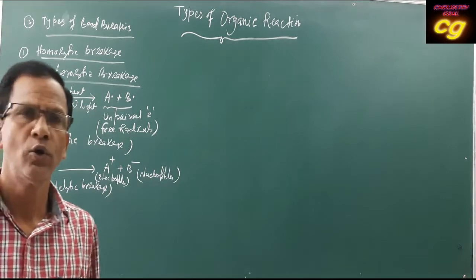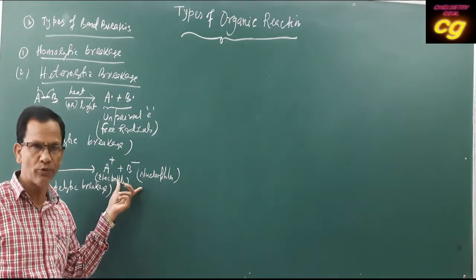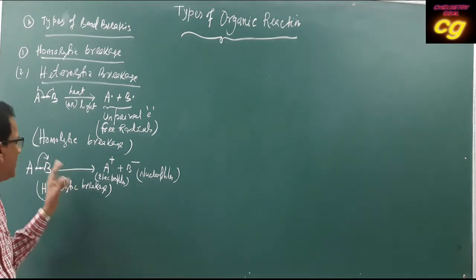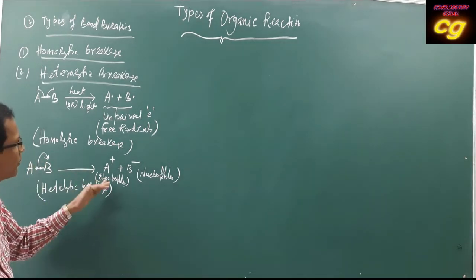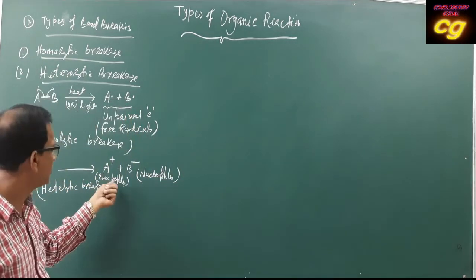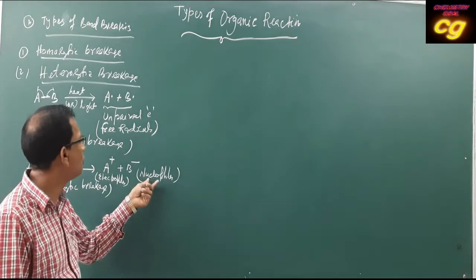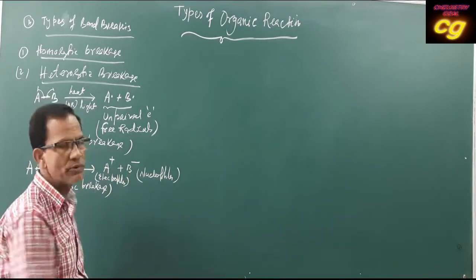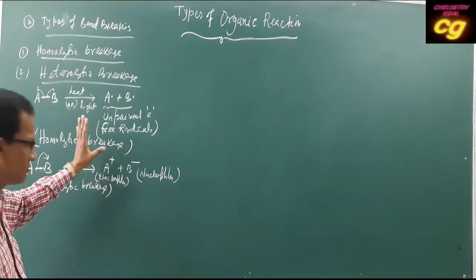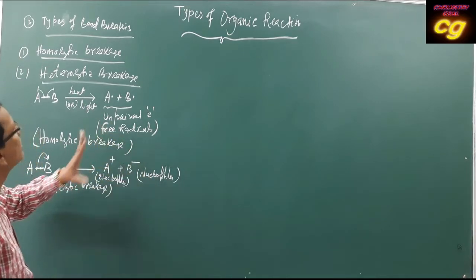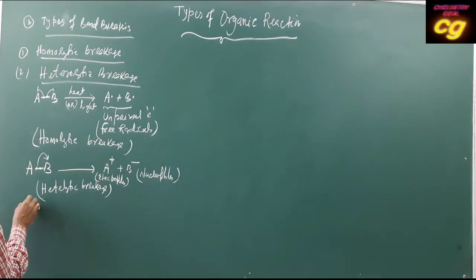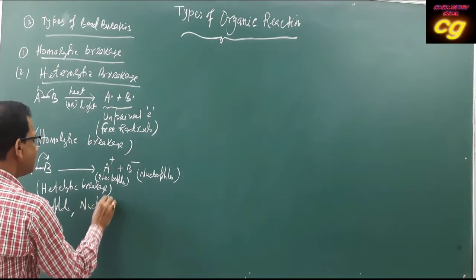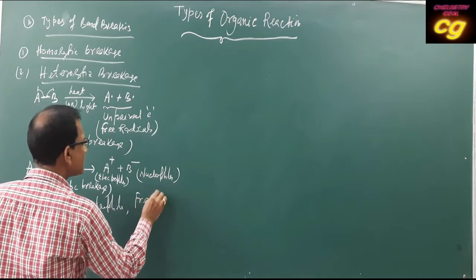So two types of reagents are produced from the covalent compound by breaking a bond in the heterolytic way. When it breaks heterolytically, it produces both cations and anions. Cations are called electrophiles, anions are called nucleophiles. Nucleophile means electron rich and electrophile means electron deficient. So these two types of substances are produced. Together with free radicals, these three are electrophiles, nucleophiles and free radicals.